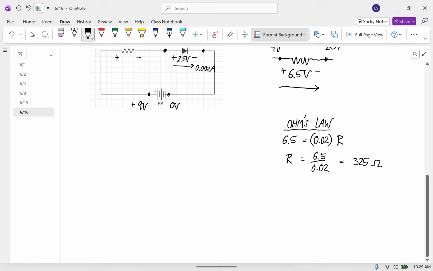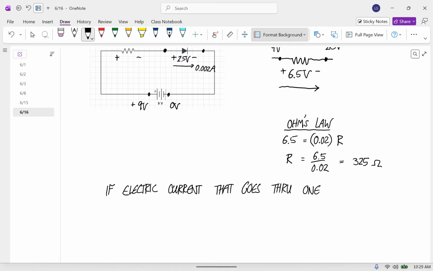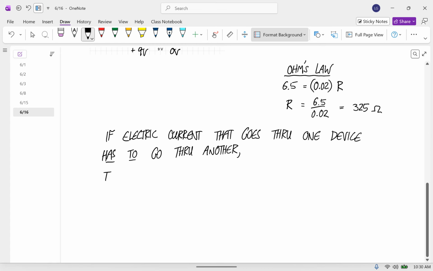So if electric current that goes through one device has to go through another device, those devices are in series. And they have to have the same current.